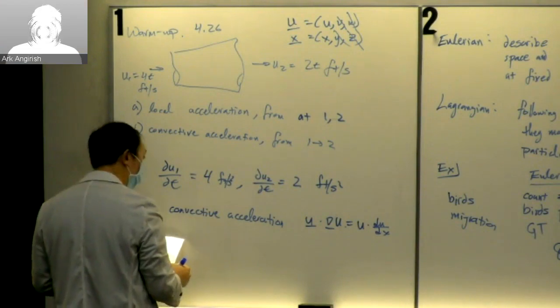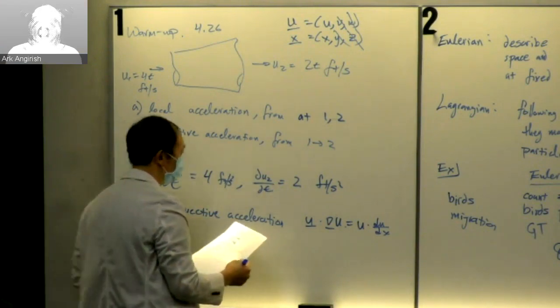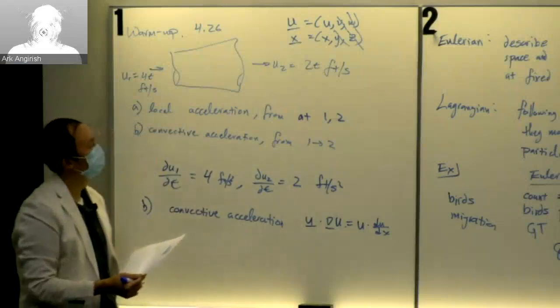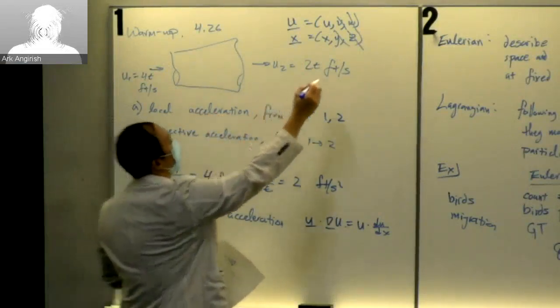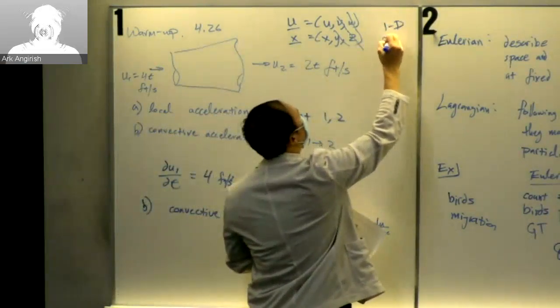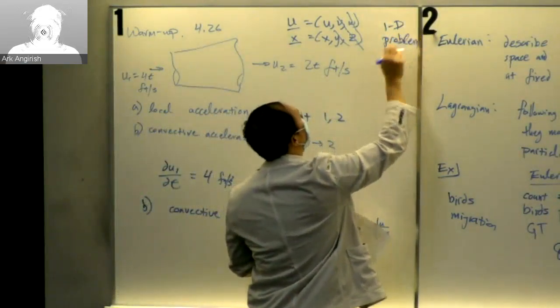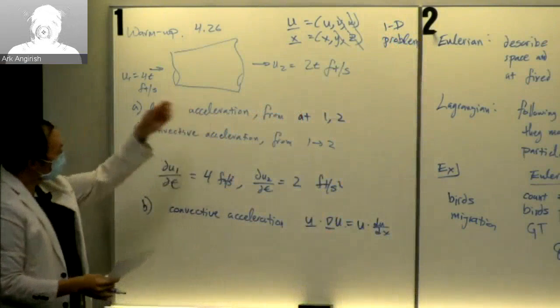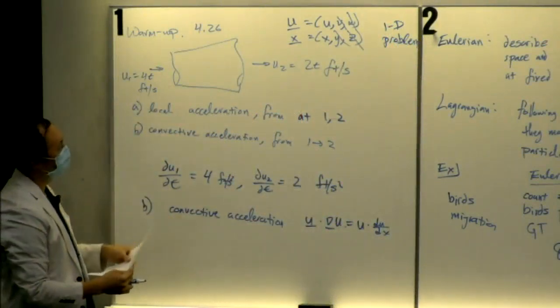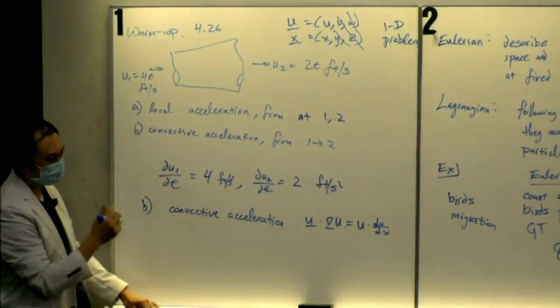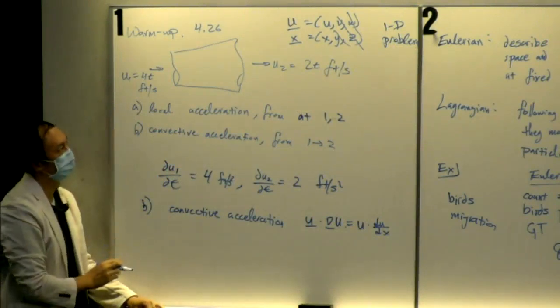Dr. Hu, I have a quick question. How do we know that v, w, y, z are 0? Because this is a 1D problem. Anytime fluid is just basically going horizontally in one direction, you don't have any vertical components. You don't have anything going into the page or upward.